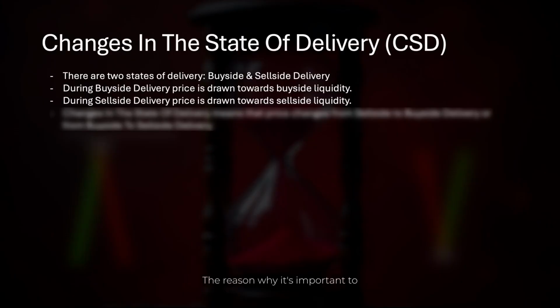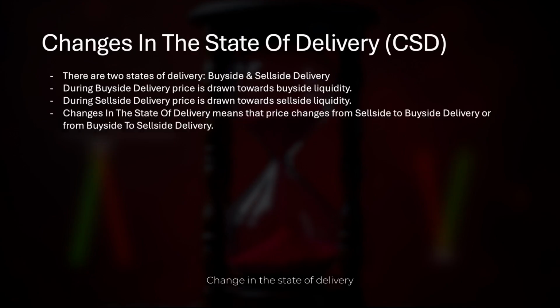The reason why it's important to understand these two delivery functions is because you must understand that at every single given moment in time, price is either being drawn towards buy side or it's being drawn towards sell side. Change in the state of delivery means that price changes from sell side to buy side delivery or from buy side to sell side delivery. So what CSD basically represents is the change between sell side to buy side or buy side to sell side. And that's also where you begin to see the importance of it. Because by paying attention to CSD, you are in fact able to anticipate when that right side of the curve is likely going to unfold.